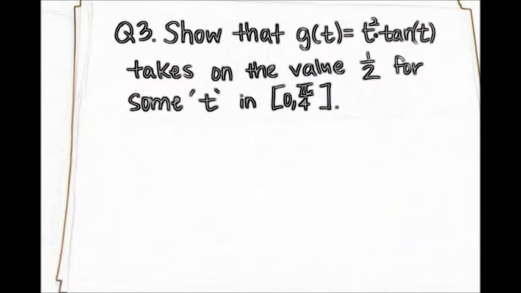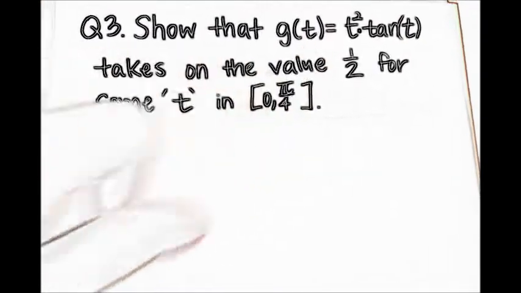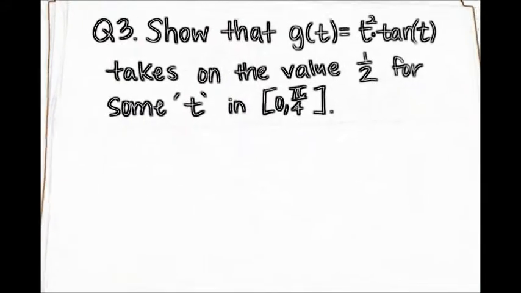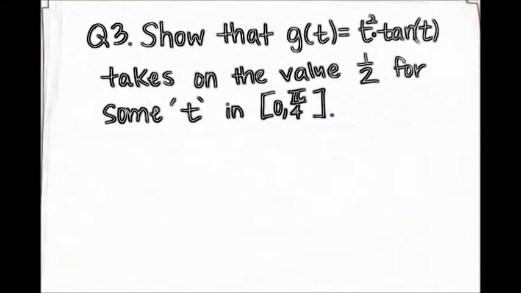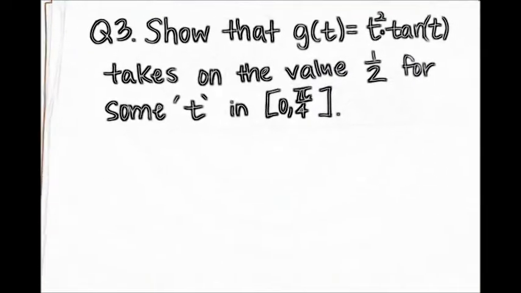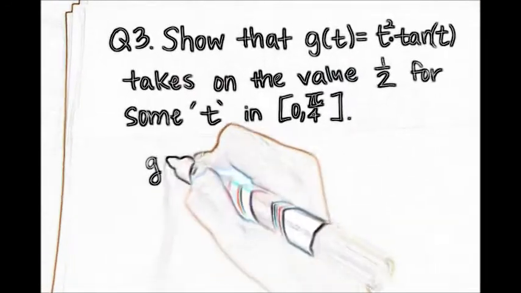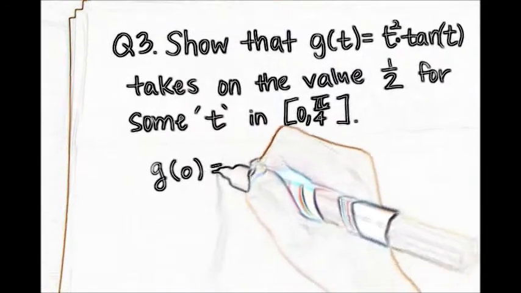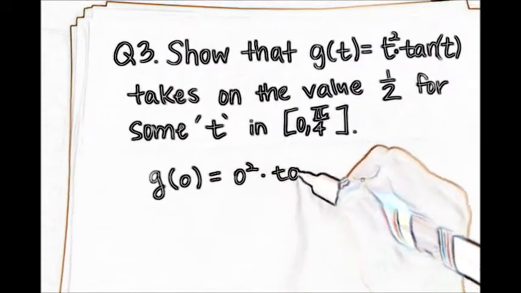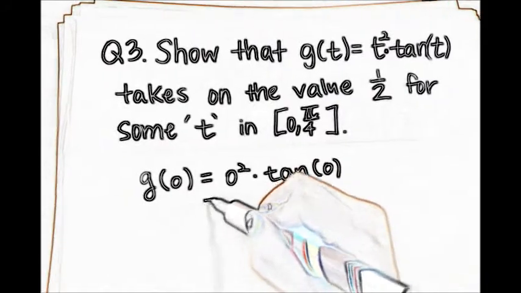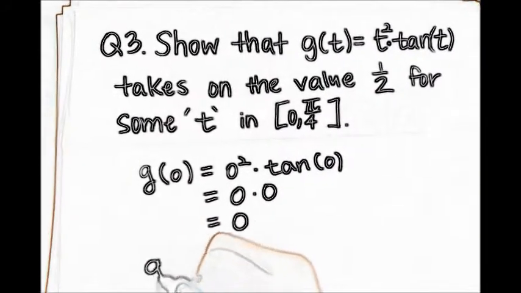Okay, so we should first state that g of t is continuous because t squared is continuous and tangent t is also continuous in that interval. So overall, yes, g of t is continuous in this interval. Then we need to solve g of 0. Substitute 0 for t, which gives us the result of 0.